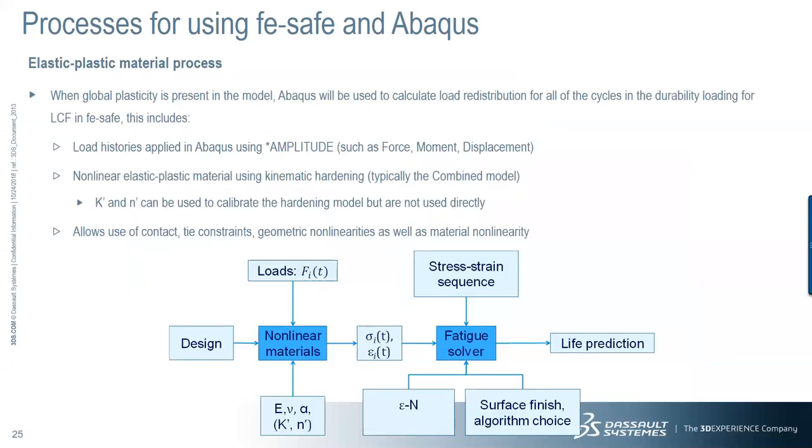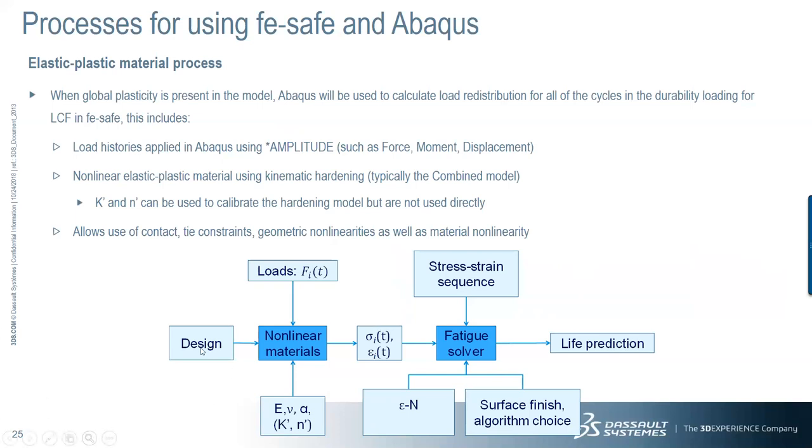The third class of problem is when you have global plasticity present in the model. So in the previous two processes, you are basically doing the elastic solutions in finite element, and then in FE-SAFE we do a plasticity correction, which we call Neuber. But in the case of plastic material processes, the plasticity is coming directly from your finite element model. So you are not doing the Neuber's rule in FE-SAFE. So there is no plasticity correction which will be done in FE-SAFE, because the whole of the plasticity is coming from your finite element model.